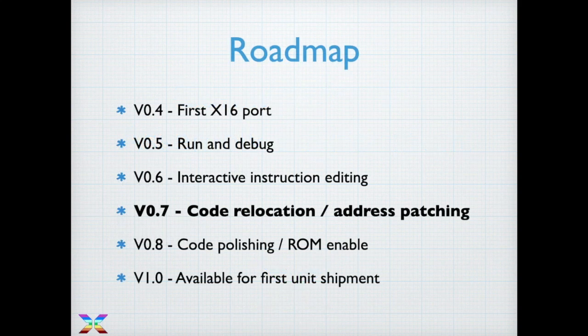Here's where we are in the roadmap. Version 0.7 was really designed to fix the code relocation problem, and that was a couple releases ago. This is an update with the ability to actually save your program to disk and reload it so that you will be able to do some example programs.